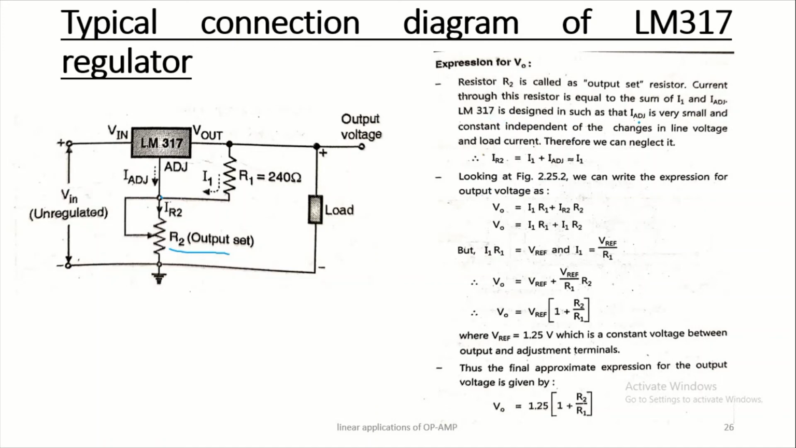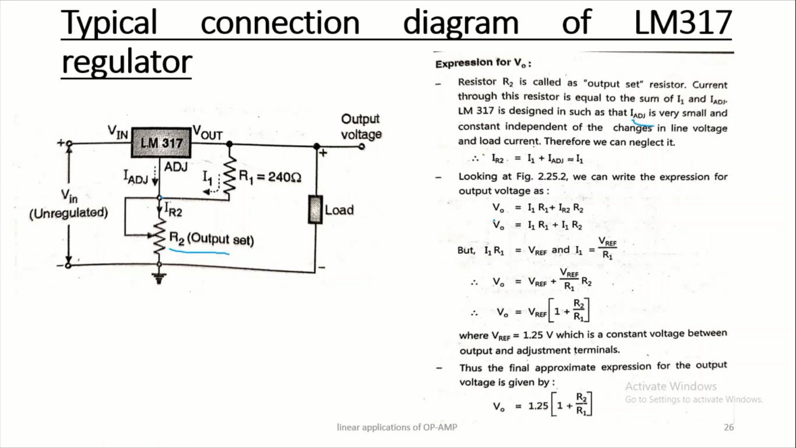LM317 is designed in such a way that I adjustable, the current at this point, is very small and constant, independent of changes in the line voltage and load current. Therefore, we can neglect it. So, from the equation IR2 is equal to I1 plus I adjustable, but I adjustable is neglected. So IR2 is approximately equal to I1.